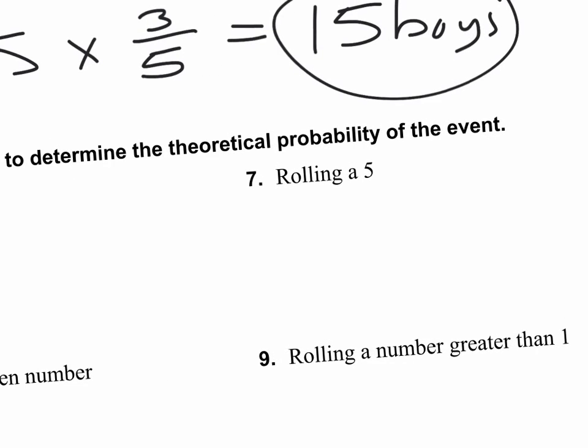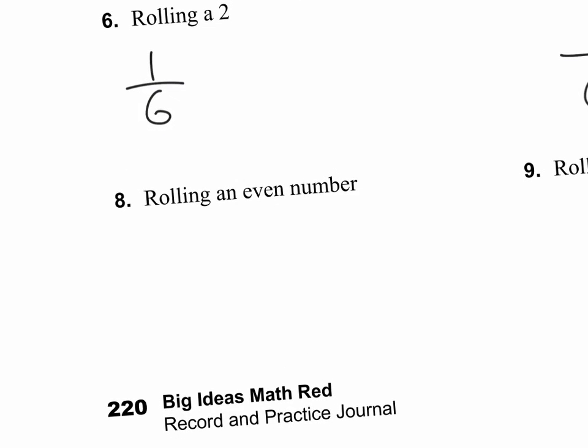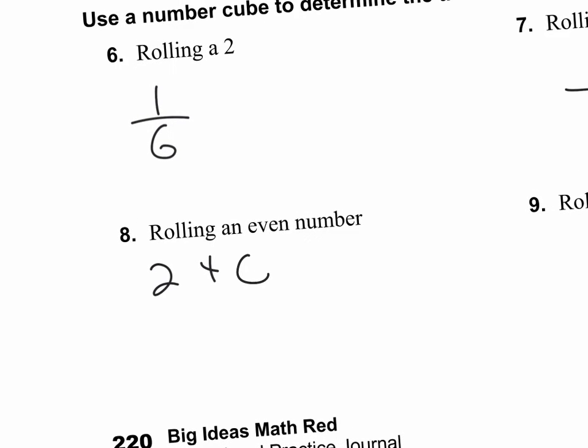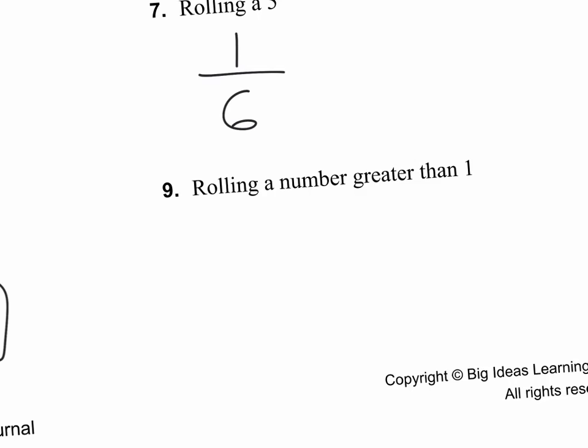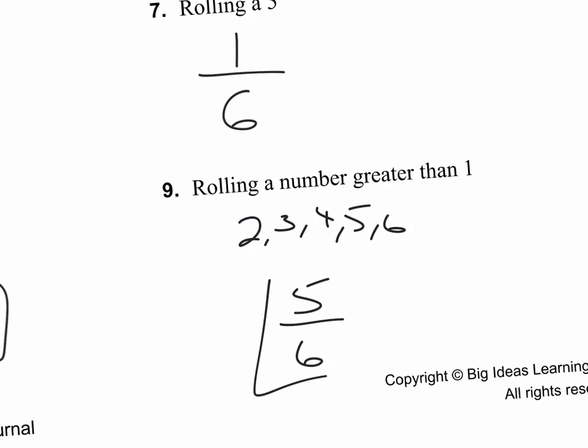Rolling a 5, same thing. There's only one 5 on a cube. There's 6 different things you can get, so 1/6 would be the probability. Rolling an even number, so 2, 4, 6 would all be my even numbers on a cube. So 3 out of 6, which would be the same thing as 1/2 of the time. Okay. And rolling a number greater than 1. Anything greater than 1 would be 2, 3, 4, 5, 6. So theoretically, 5 out of 6 times you should get a number greater than 1.